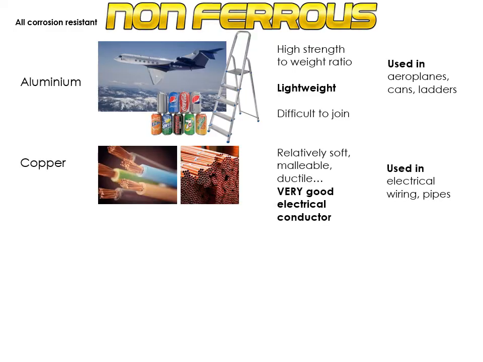Next one is copper. The big one about this obviously is that it's a very good electrical conductor. It's very malleable and it's very ductile, so it can easily be stretched out into pipes, into wiring. So it's used in electrical wiring and in pipes. Sometimes it's used in jewellery because it's so soft and easy to form. So copper is a very valuable material. It's quite expensive.